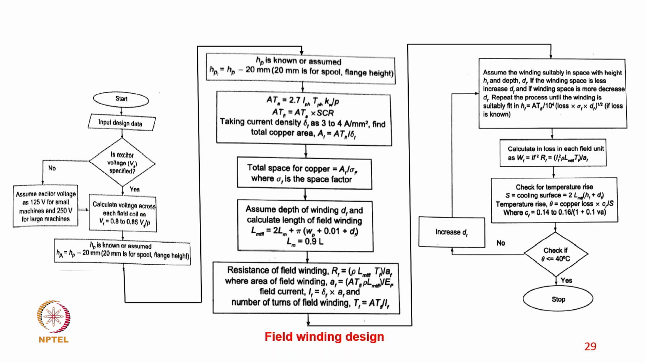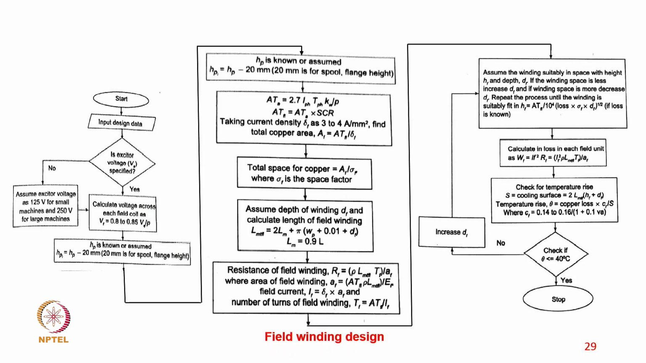Assume the depth of the field winding DF, and then calculate the field winding LMT equal to LM into pi in bracket WP plus 0.01 DP, and LMT equal to 0.9 F, and calculate the resistance of field winding RF equal to rho LMT TF upon AF, where the height of field winding AF equal to AF LMT upon EF. Field current is IF equal to sigma F AF, and number of winding turns TF equal to ATF upon IF.